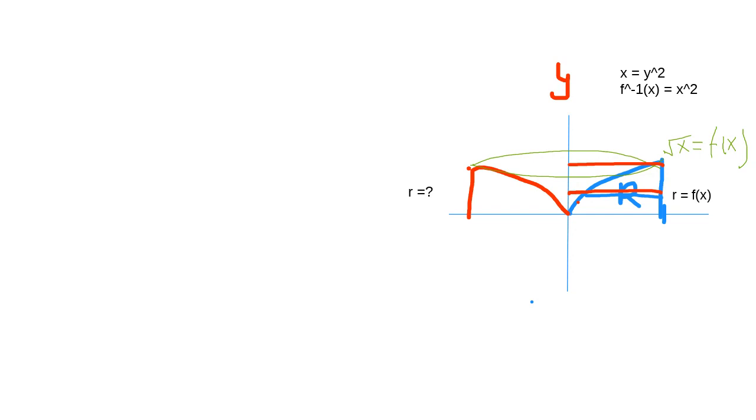So I'm thinking this is y. This is my y. F of x is my y. Square root of x equals y. So I square both sides. I get x equals y squared.